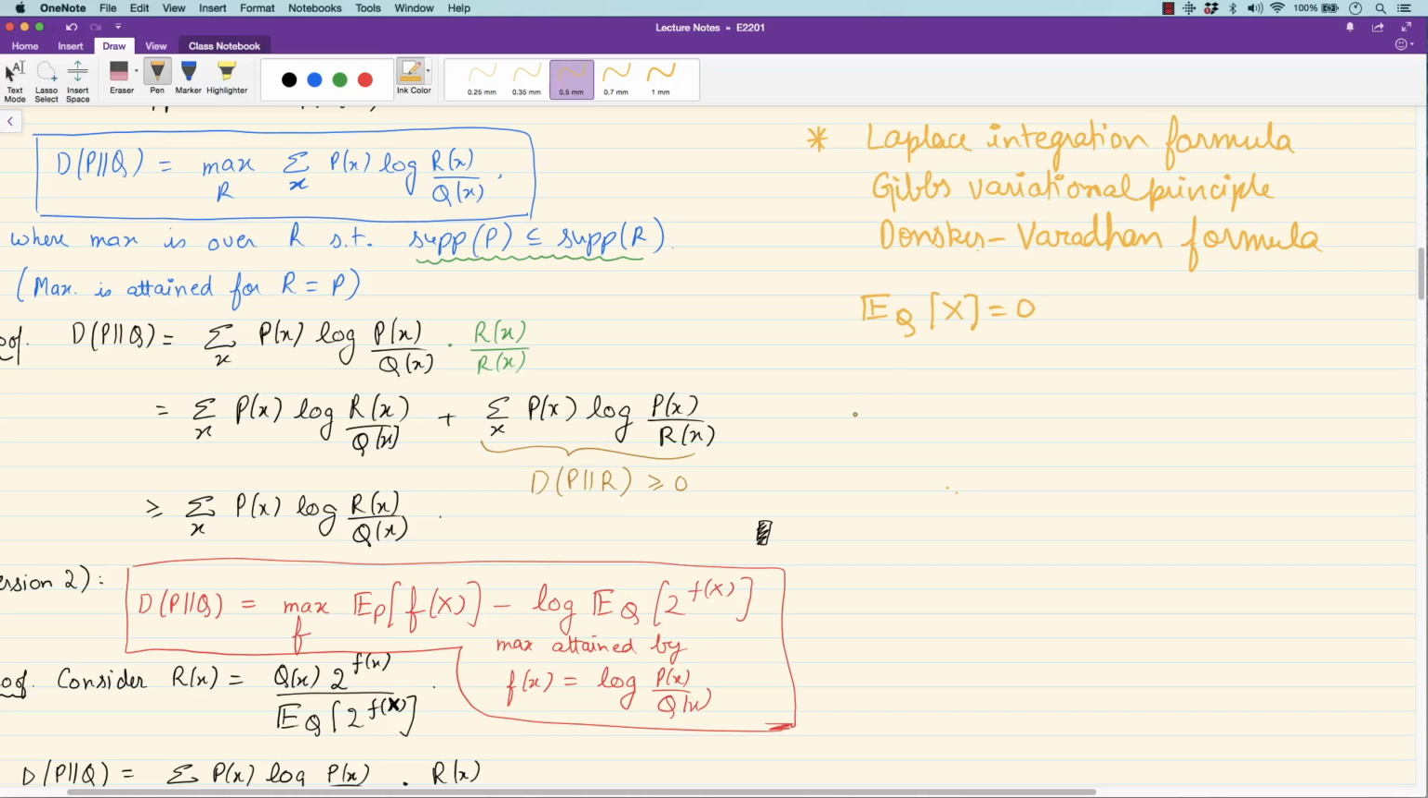and we will find a variational formula for the log moment generating function of such a zero mean random variable x. So the log moment generating function, instead of using log to the base 2, it's customary to use the natural log. So ln of the expected value of e to the power lambda x. This function as a function of lambda is called the log moment generating function.